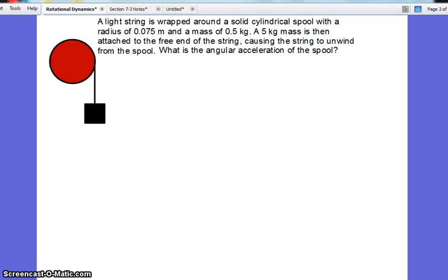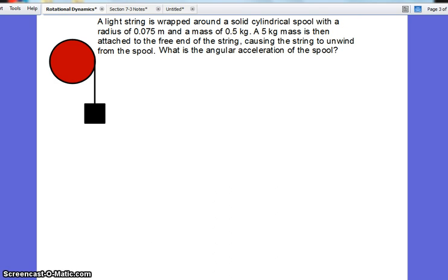This problem is dealing with torques that are unbalanced. We have a light string that's wrapped around a solid cylindrical spool with a radius of 0.075 meters and a mass of 0.5 kilograms. The 5 kilogram mass is then attached to the free end of the string, causing the string to unwind from the spool. We want to find out what is the angular acceleration of the spool.